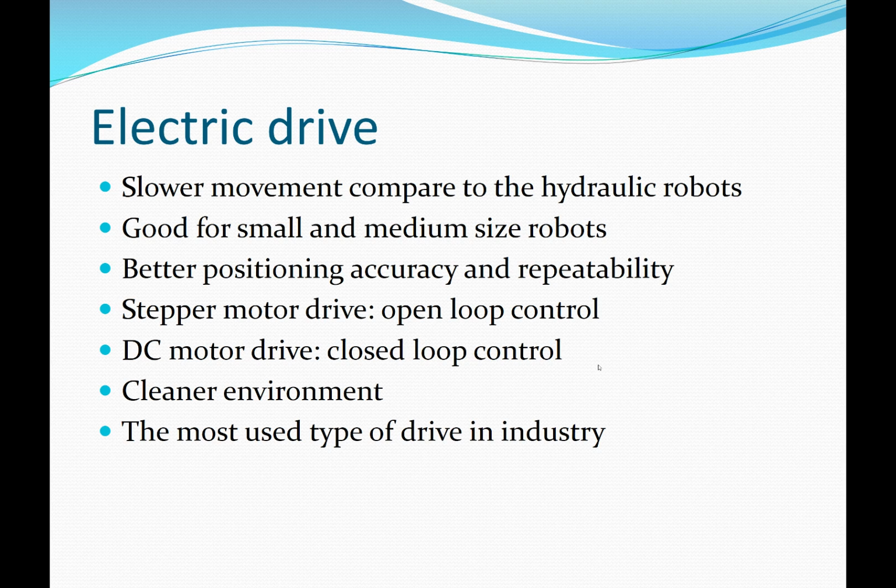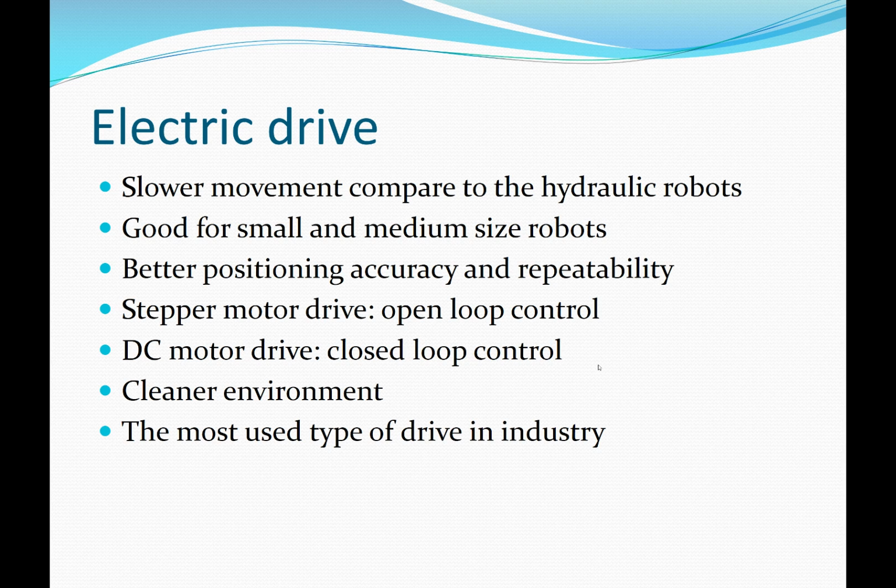Electric drives are slower in comparison to hydraulic. Hydraulic is quicker. Electric drives are probably good for about 90% of most small robots; they use some type of electric drive. They have better positioning and accuracy. The feedback mechanisms for electric motors, especially servo motors with feedback systems, are much more accurate, and you can repeat that.